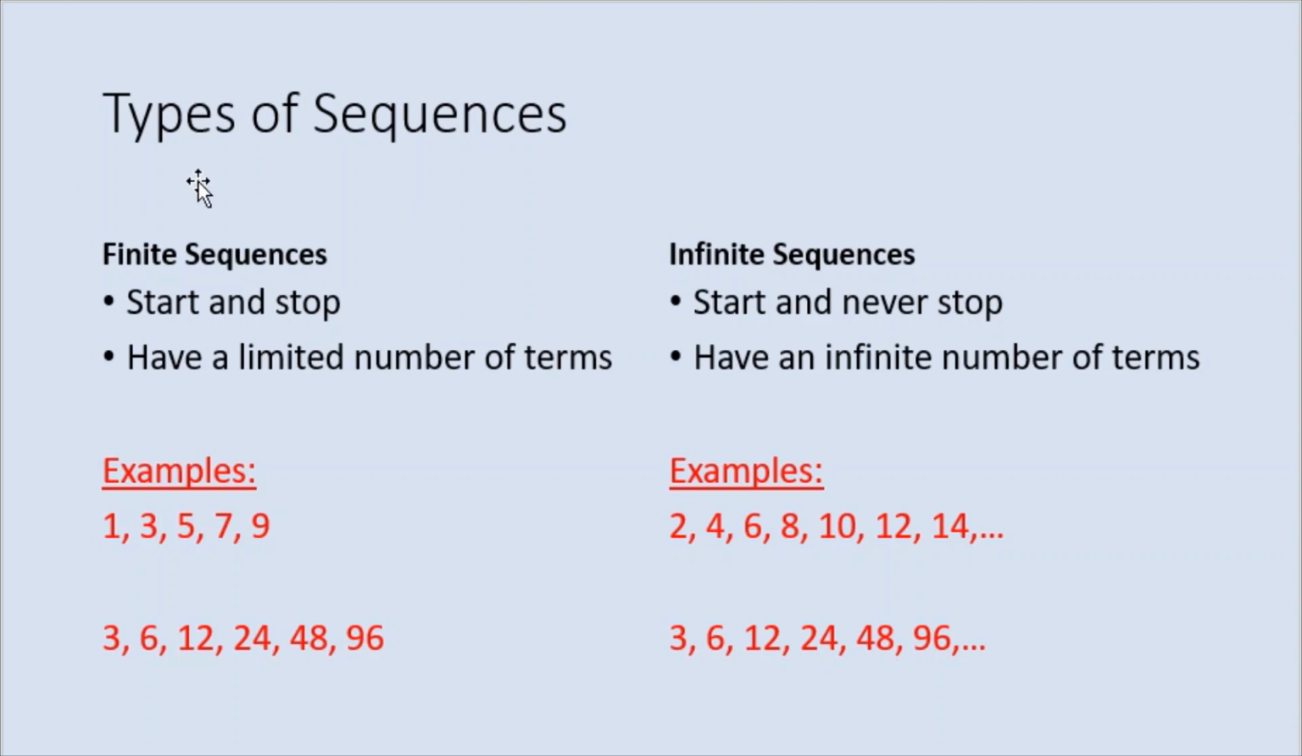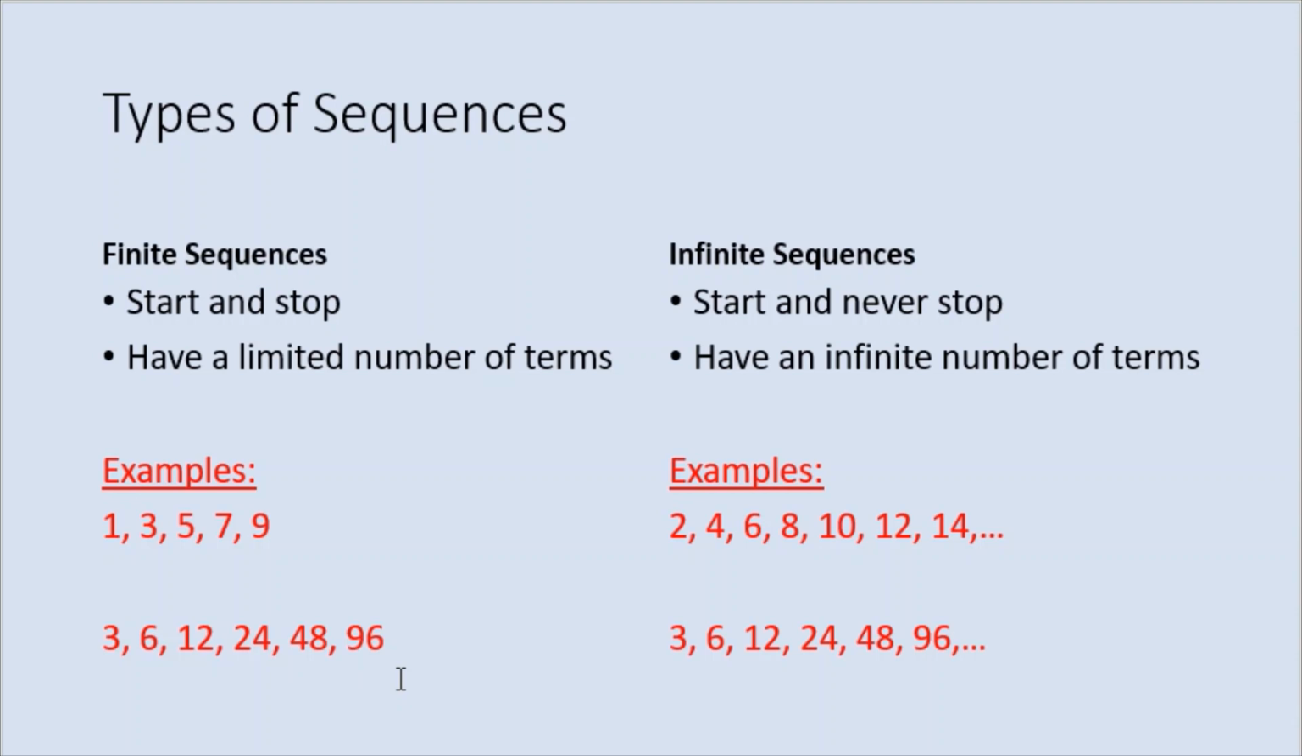So there are two types of sequences. There are finite sequences and infinite sequences. Finite sequences start and stop. They have a limited number of terms. So some examples are down here. 1, 3, 5, 7, 9, and that's it. That's the sequence. 3, 6, 12, 24, 48, 96.